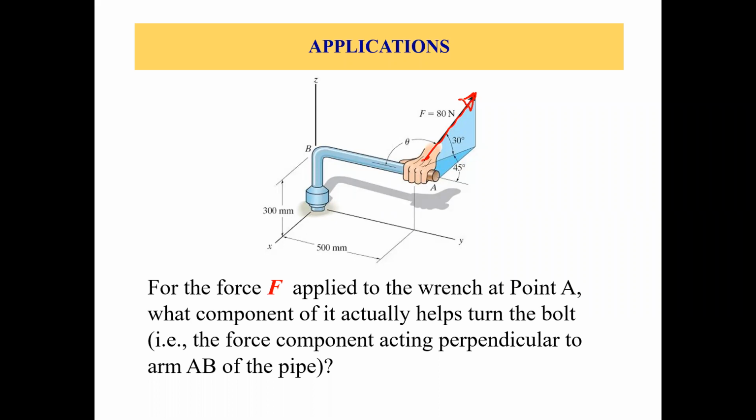Now let's come back to the statement which is written here. For the force F applied to the wrench at point A, this is point A, right, where the force is being applied, what component of it actually helps turn the bolt? Right, same thing what we discussed, right? The force component acting perpendicular to the arm AB of the pipe. So this is arm AB, right? Now perpendicular to this is, let's say, this direction in 3 dimensions, right?